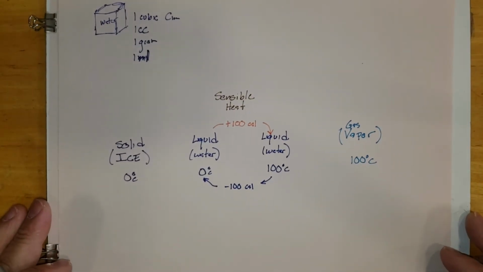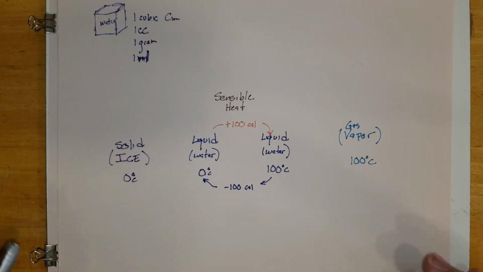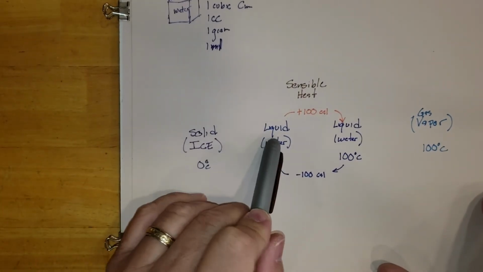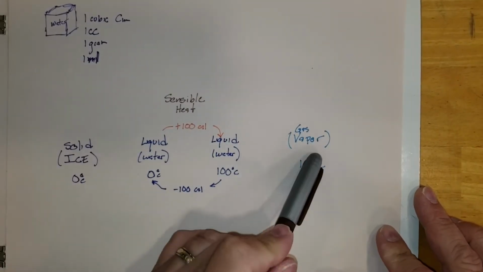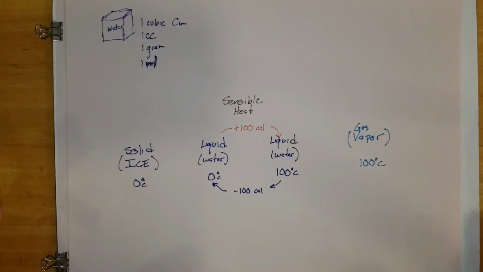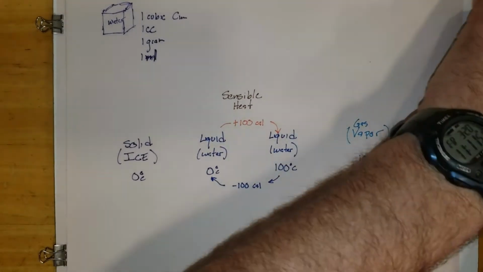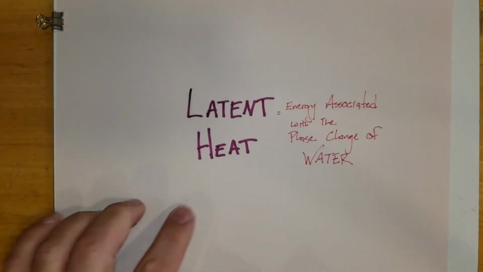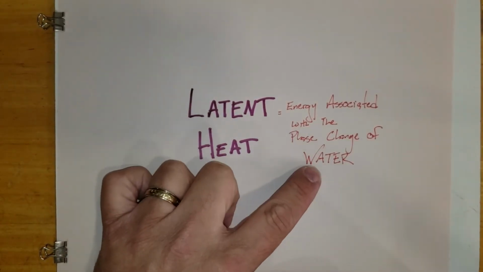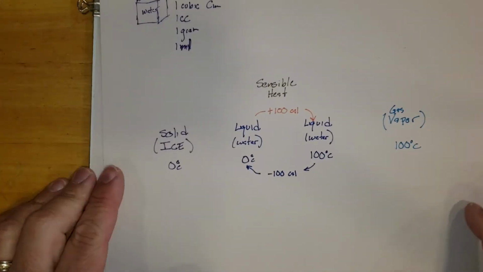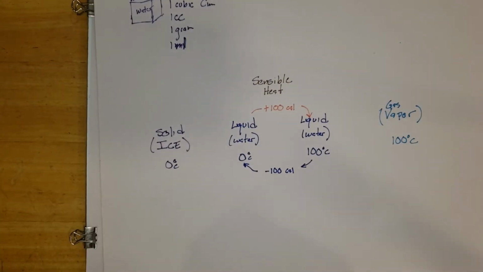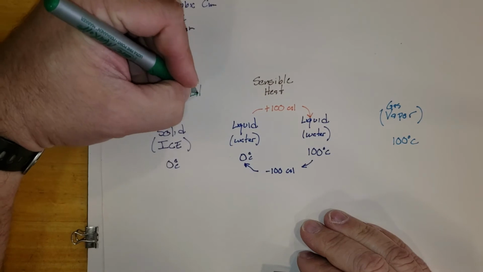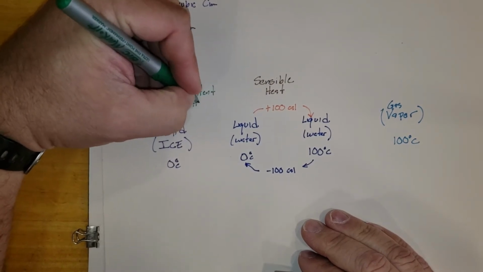Good. Now, the next thing that I need to think about, though, is how do I get my solid to a liquid, or my liquid to a vapor, or vapor to liquid? Those are the phase changes. And that's where we're going to be looking at latent heat, the energy associated with the phase change of water. So let's take a look at these guys. Over here, we're going to have some latent heat.